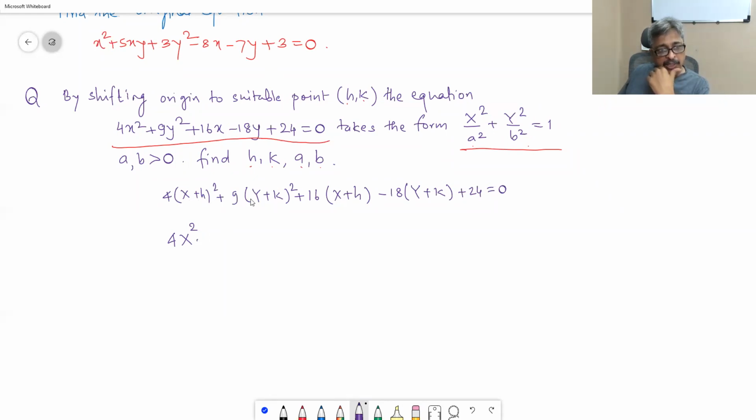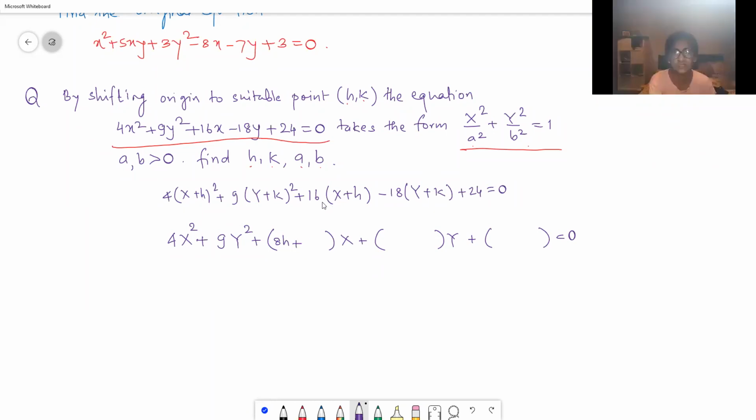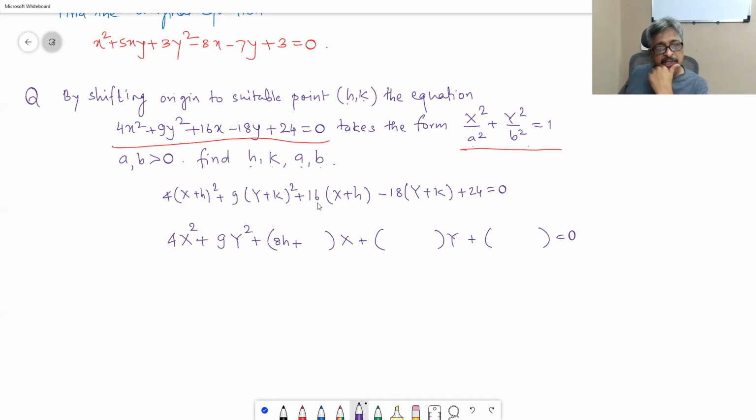I don't think that there will be any xy term. So capital Y square is 9 capital Y square plus something into capital X plus something into capital Y plus something is equal to 0. What is something for X? 8h plus 16h. Is that right? So plus 16. 8h plus 16. Okay.